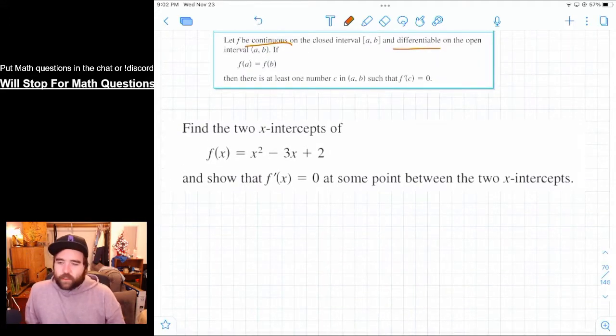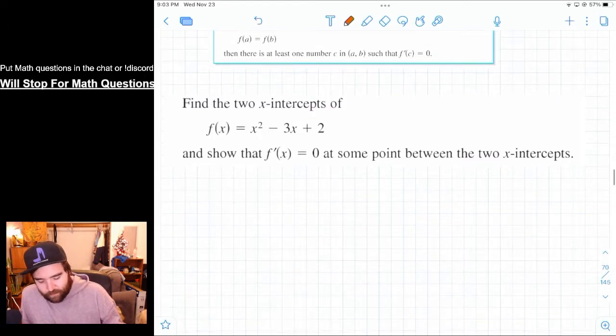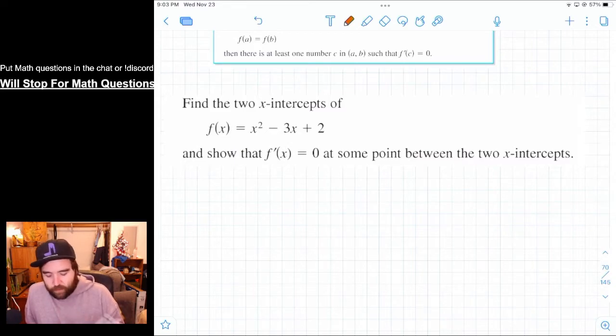So let's just kind of do it. Find the two x-intercepts. Show that f prime of x equals 0 at some point between the two x-intercepts. Right, so here we're not trying to find it. We could, which is easy enough. That's why this seems kind of silly to do this stuff. But sometimes it's not so easy. So we can still verify that it is at some point. We don't even need to find it.